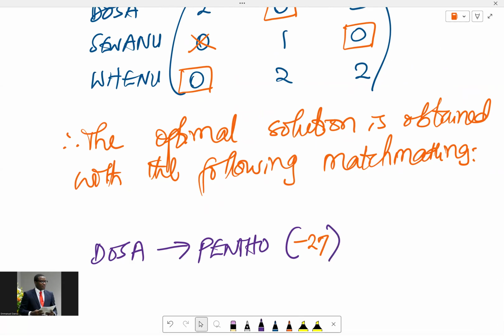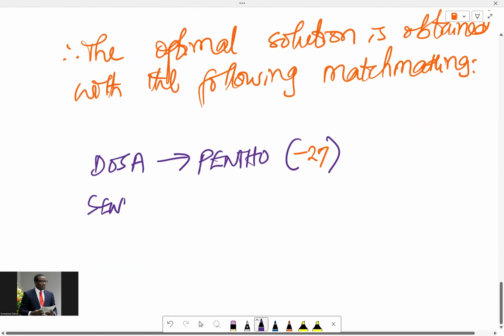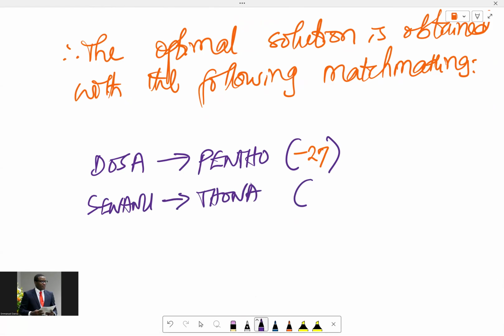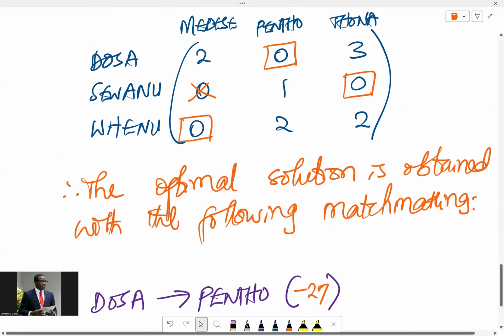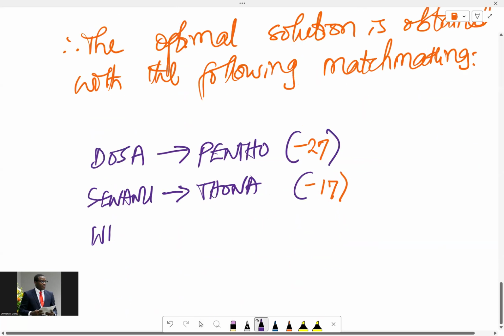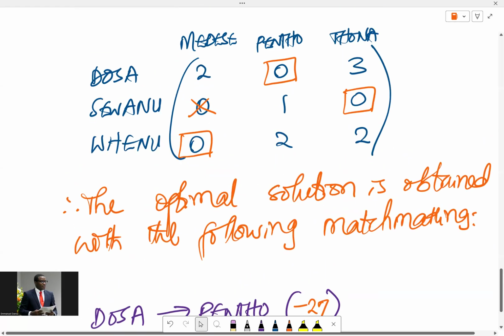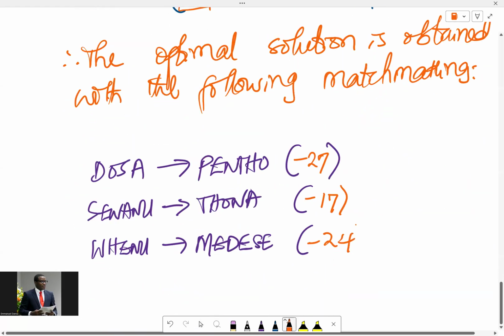Then the next matching is Sewanu to Dona, and the disadvantage index is -17 between Sewanu and Dona. And lastly, you match Huenu with Medese. When you match Huenu with Medese, the disadvantage index is -24, like we have in the original table.